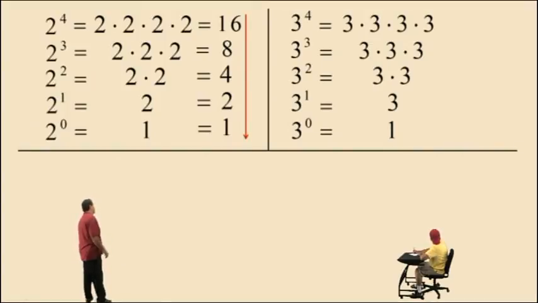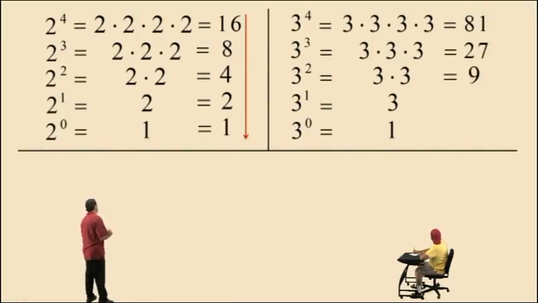Let's perform our calculations. 3 to the 4th is 81. 3 to the 3rd is 27. 3 squared is 9. 3 to the 1st power is 3. And notice, we're dividing by 3. 81 divided by 3 is 27. 27 divided by 3 is 9. 9 divided by 3 is 3. And 3 divided by 3 is 1. Notice, as you go down, you divide by 3.